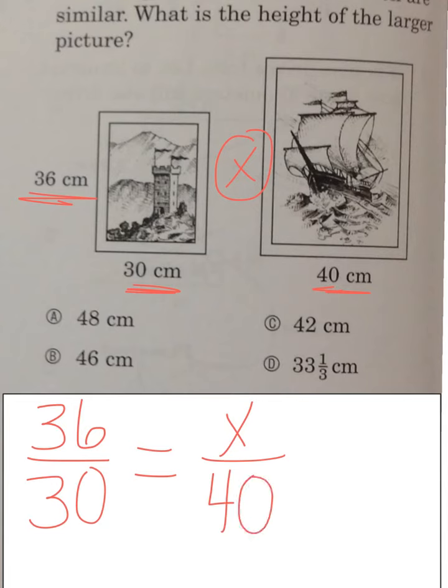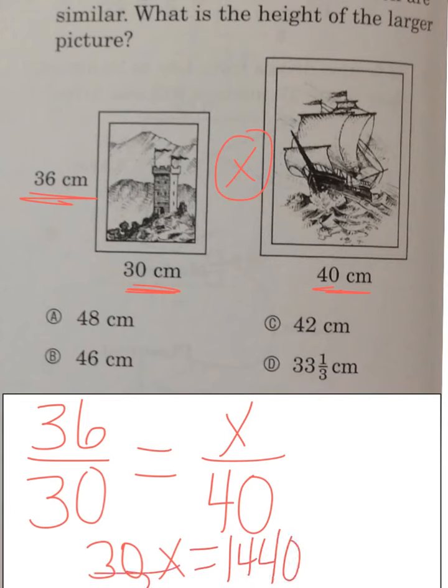40. You can cross multiply and you get 30x equals 36 times 40, which is 1440. Then divide both sides by 30, and you get the answer is A, 48.